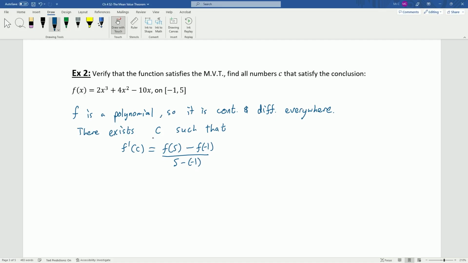Now we want to solve for c here. So that means we're going to have to take our derivative here, and then we're going to have to find these values and just plug everything in, right? So let's go ahead and start by first finding the derivative. So f prime of x is 6x squared plus 8x minus 10.